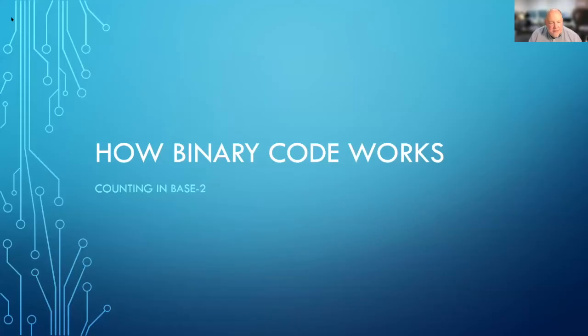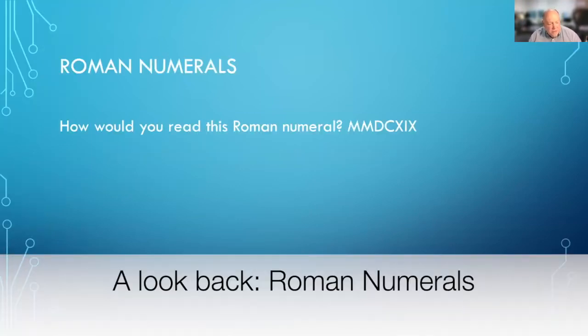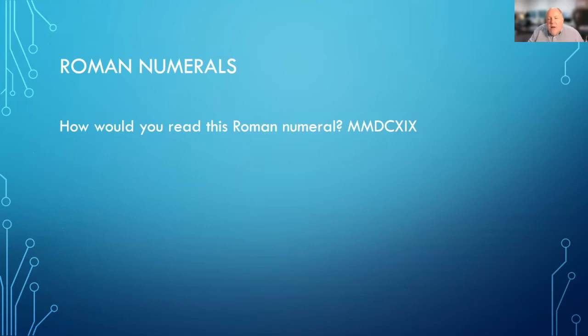Start our slideshow. So we're going to look at how binary code works, and this is nothing more than counting in base 2. Take you back to Roman numerals for a moment. You might have looked at them a little in math in grammar school. So the question is, how would you read this particular Roman numeral, MMDCXIX?